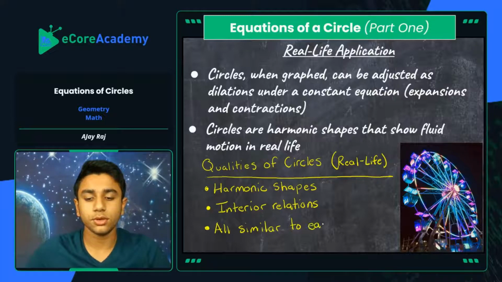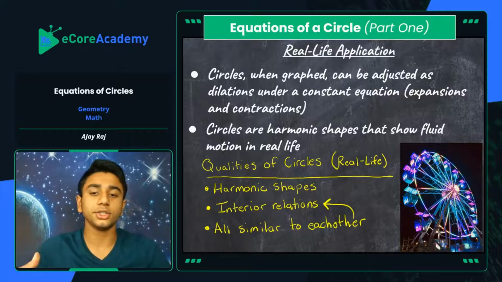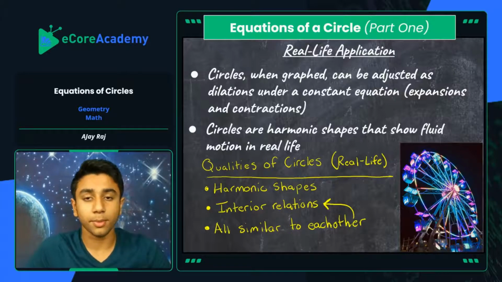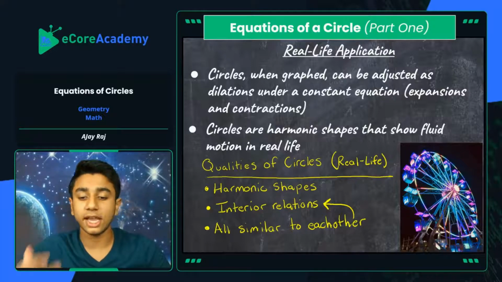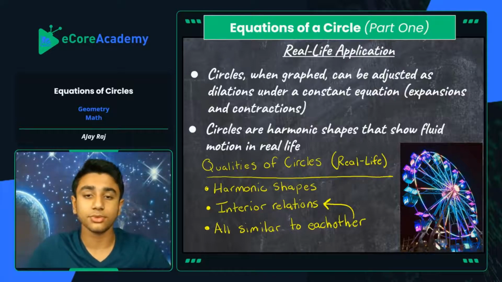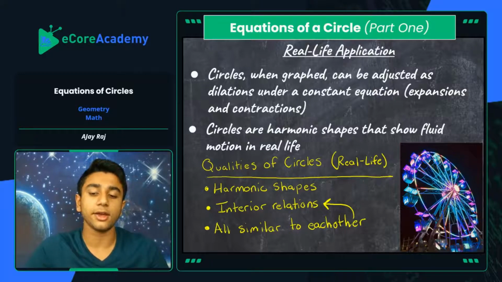And finally, they are all similar to each other. And this really goes with this point here, because their interior relationships and their proportions are all alike amongst all circles. That means you're going to have the same exact similarity between any circle that exists. And if two items are not similar, that means one of them is not a circle. Perhaps both of them might not be circles. That's an easy identifier right there.